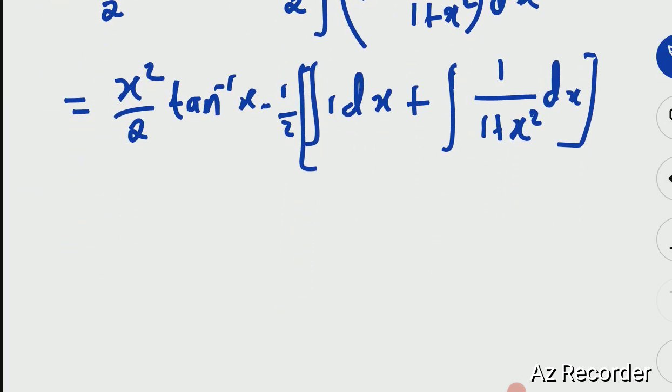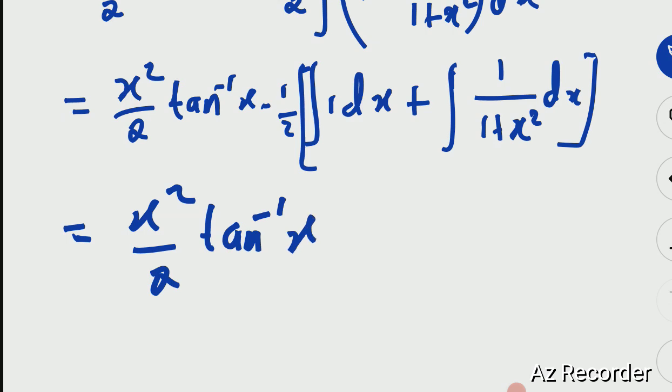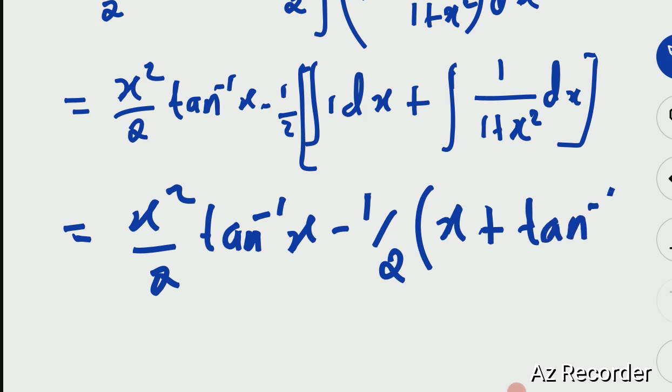So we'll continue integrating. So we'll have x squared on 2 tan inverse of x, now negative a half into, if you integrate 1 dx, you are going to end up having x, now plus, if you integrate 1 on 1 plus x squared, you are going to have tan inverse of x.